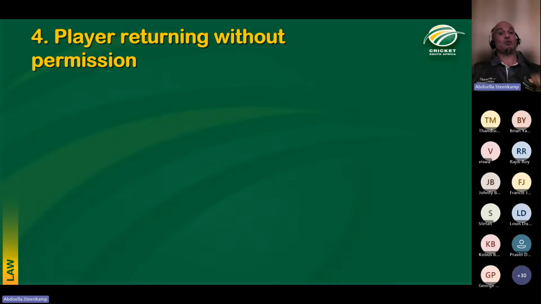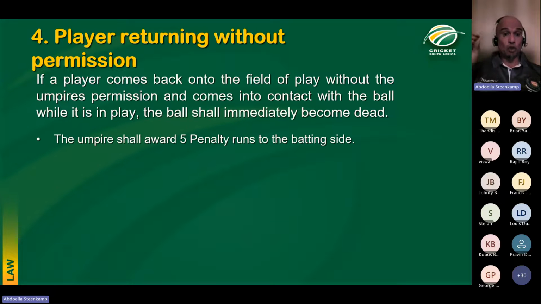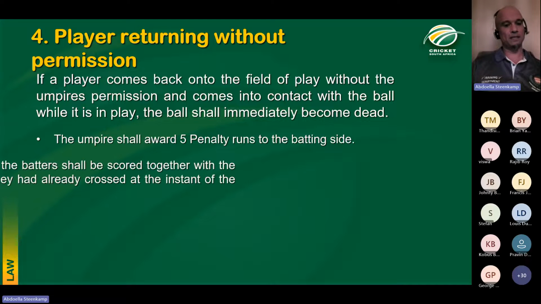And why is that important? Because if Cindy comes back onto the field without informing either of the umpires, and Cindy then comes into contact with the ball while it is in play, this law is strict. The law tells us that if Cindy returns to the field without permission and comes into contact with the ball, that ball immediately becomes dead. 5 penalty runs to the batting side.